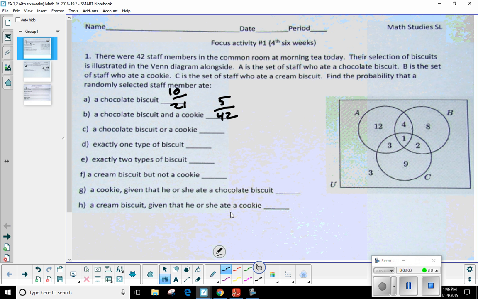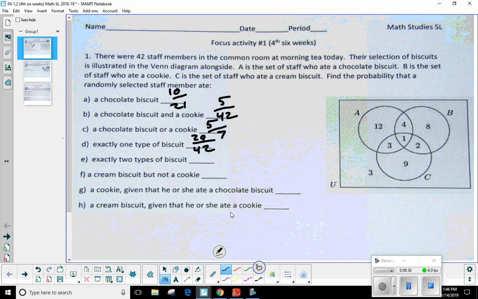There you go. Okay, C, a chocolate biscuit or a cookie. Okay, so Haley says 5/7, so she is correct. That is absolutely right. D, exactly one type of biscuit. What do you mean by that? It is 29/40 seconds. There we go. Okay, so Michelle, you want to talk about that one? Okay, so exactly one type of biscuit.